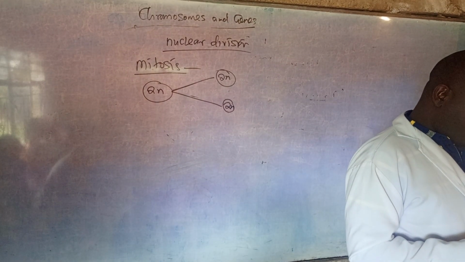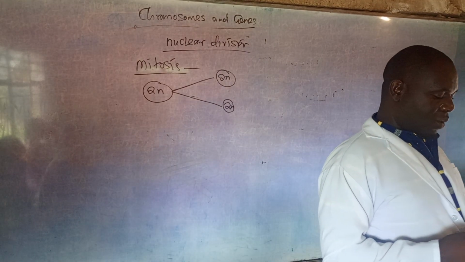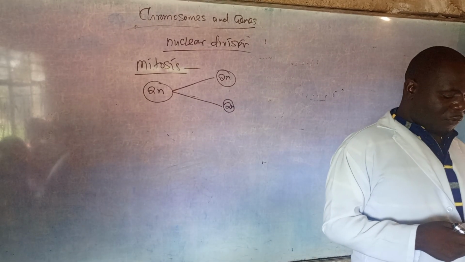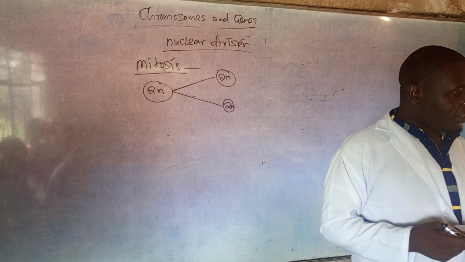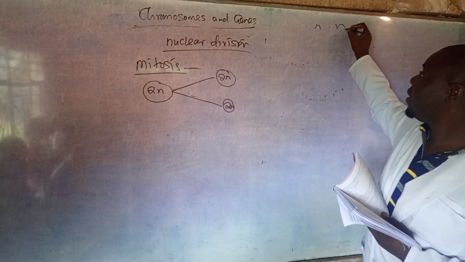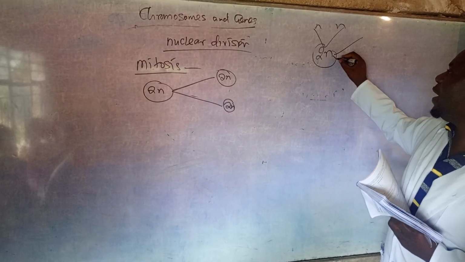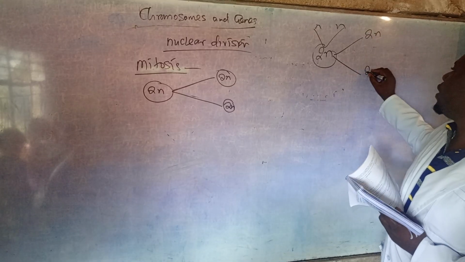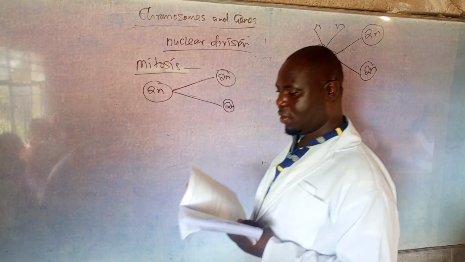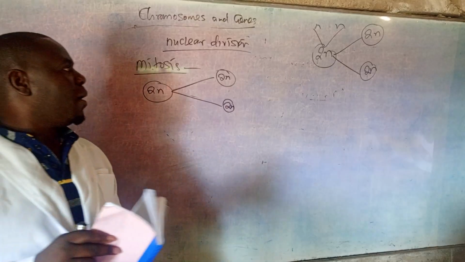Is it clear? Then there's also this keyword, from one diploid parent cell. For example, if you have n plus n here, this is your 2n. These 2n produce two identical cells, 2n and 2n. So this is what we call mitosis.